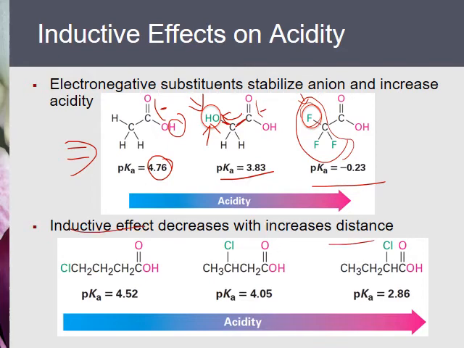Now, inductive effect also changes with distance. For example, in the last molecule, chlorine is attached to carbon adjacent to carboxyl group. The pKa is 2.86, which indicates that this inductive effect is very strong. When the chlorine is attached to carbon 1 atom away from carboxyl group, pKa becomes 4.05. When it is 2 atoms away, pKa 4.52, and that is very close to the acid without chlorine, and that indicates inductive effect becomes very weak when the distance becomes far away from carboxyl group.